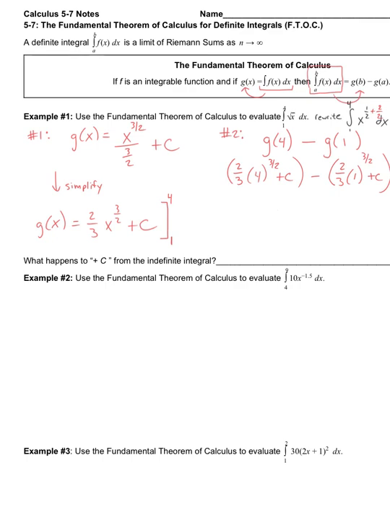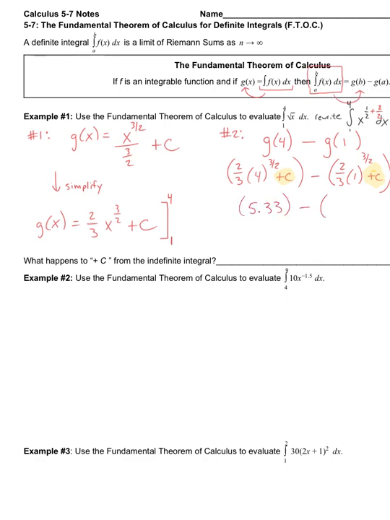Now, what's going to happen to the plus c's? Right here we have a positive c. If I distribute this negative, this right here becomes a negative c. So the c's are going to cancel out. In a definite integral, you never have to worry about plus c. Okay, when I plug in 4 into my antiderivative equation, I get 5.33.